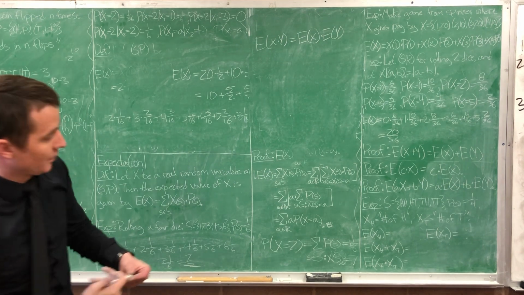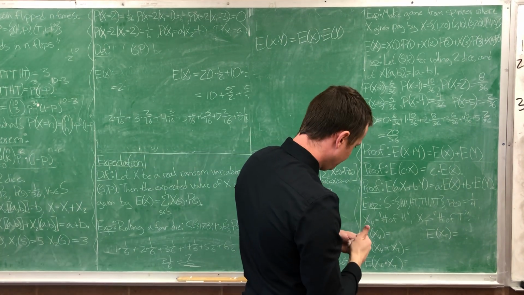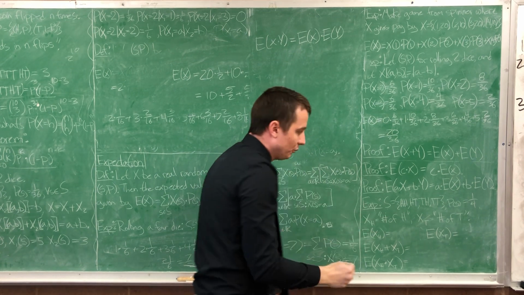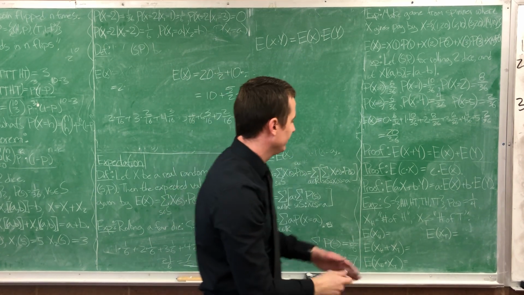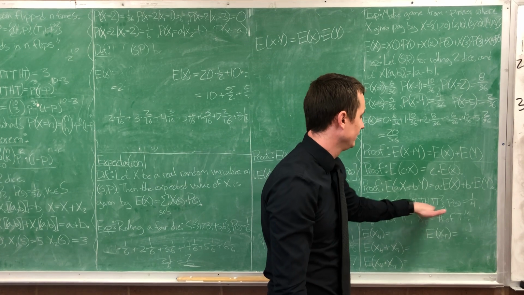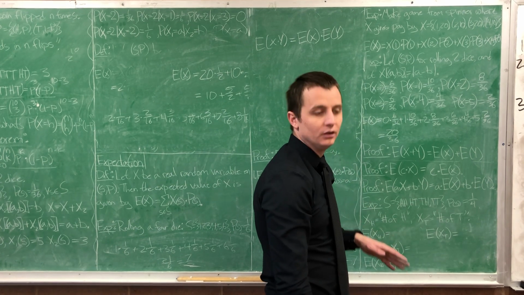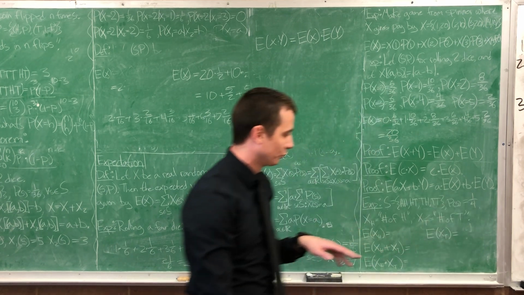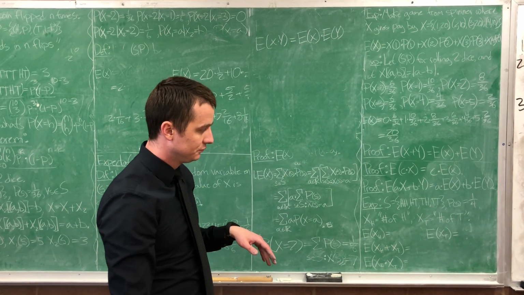So let's see an example of that. Here's our sample space. S is going to be, we just flip a coin twice. So S is going to be either heads, tails, heads, or tails. We'll assume it's a fair coin, so the probability of each outcome is just 1/4. You with me?